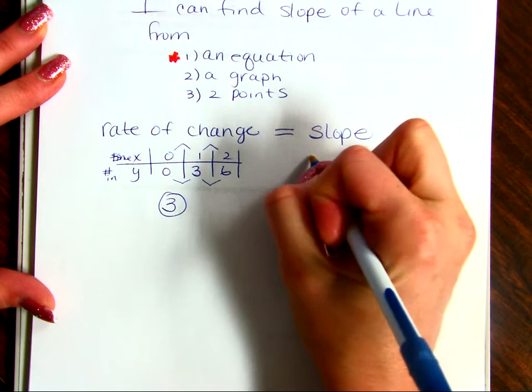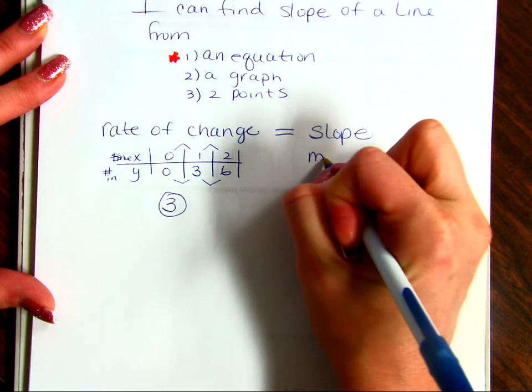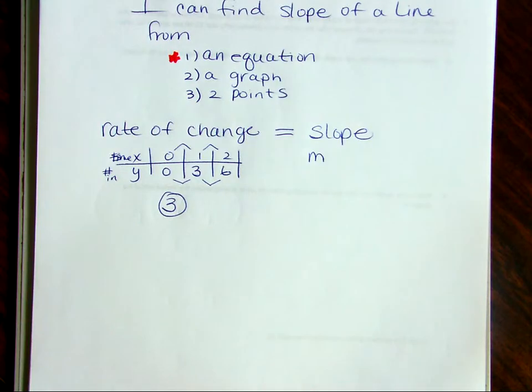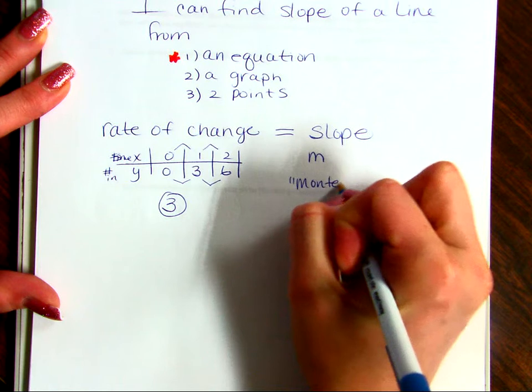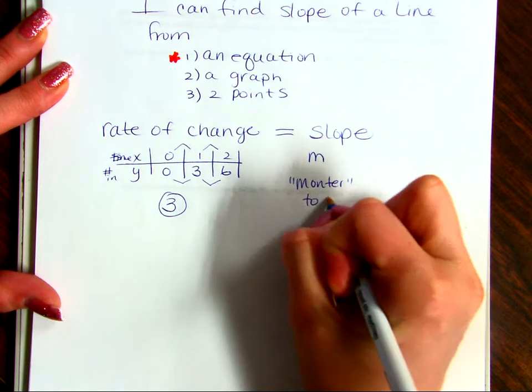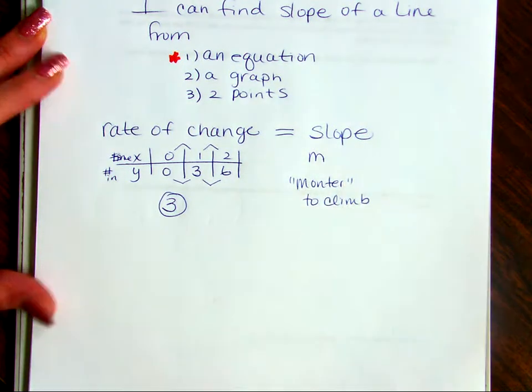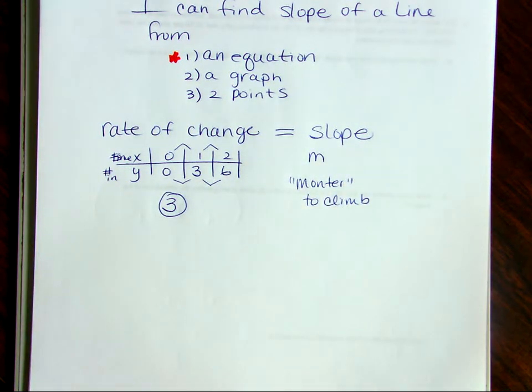Okay, and I don't know if you remember yesterday I told you that the letter M we use to represent slope. Does anybody remember why? What that is? Did I explain it to you? So that the French word monter means to climb, right? Okay, and that has to do with the word slope.